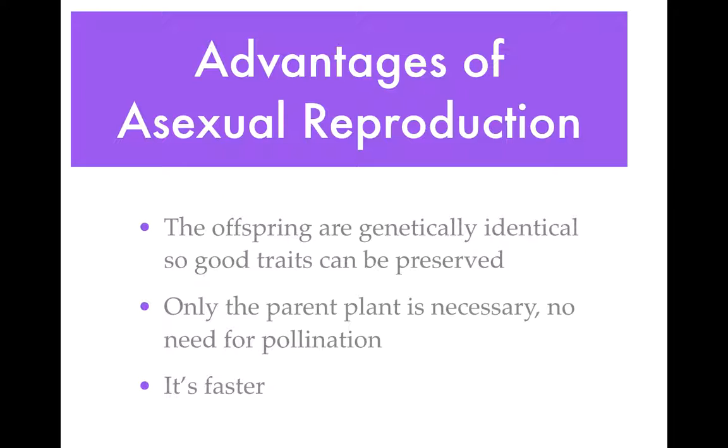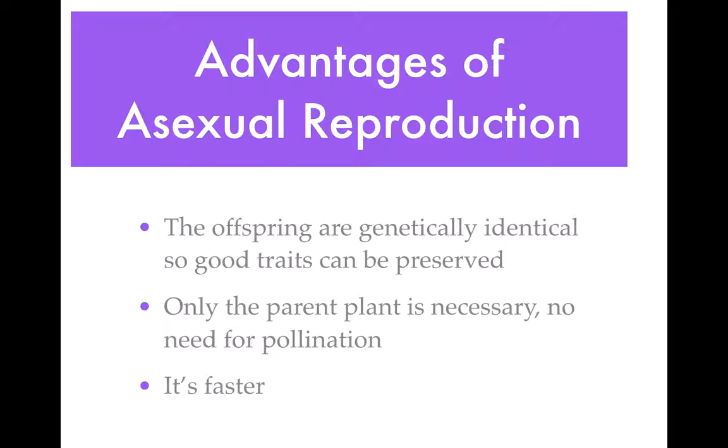So let's talk about some of the advantages of asexual reproduction. Why would a plant or any other organism want to reproduce this way? For one thing, the offspring are genetically identical, so if there are good traits, those traits can be preserved and can be passed along to their offspring, and hopefully that means survival for the species as a whole. Only the parent plant is necessary, so there's no need for pollination. So if you're lacking pollinators or wind or any other type of thing, you don't need that to reproduce. You can do it all on your own.